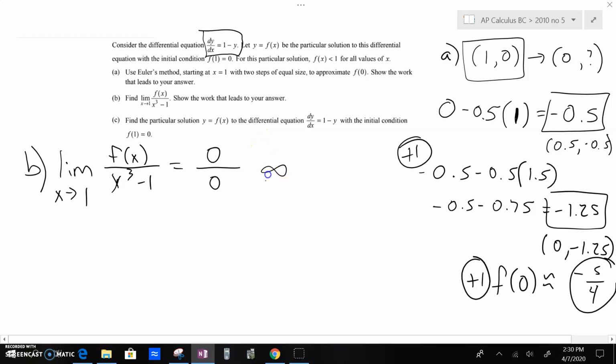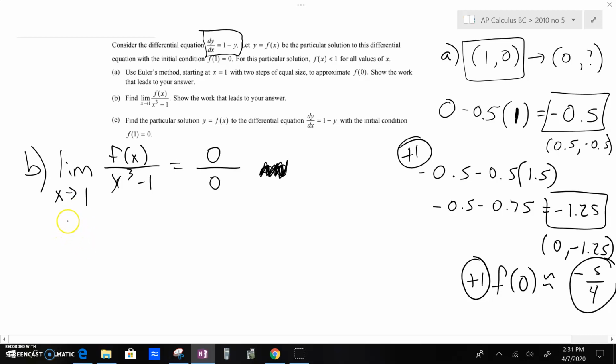So we have 0 over 0. This is not infinity, I'm just throwing out random things. 0 over 0 is an indeterminate form, and that leads us to L'Hopital's rule. So what we're going to end up doing is taking the derivative of the top and the derivative of the bottom. So we'll apply L'Hopital's rule.